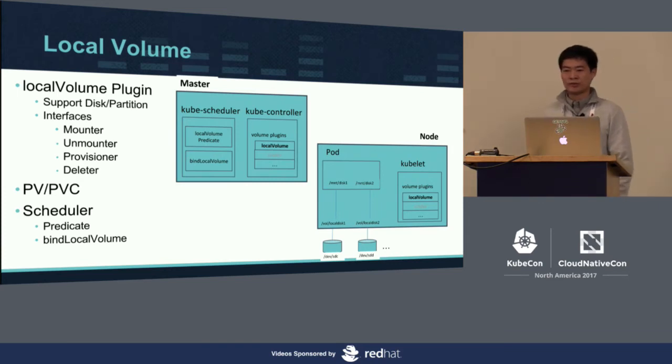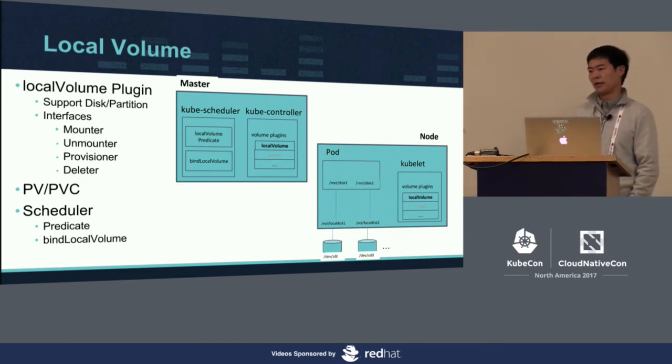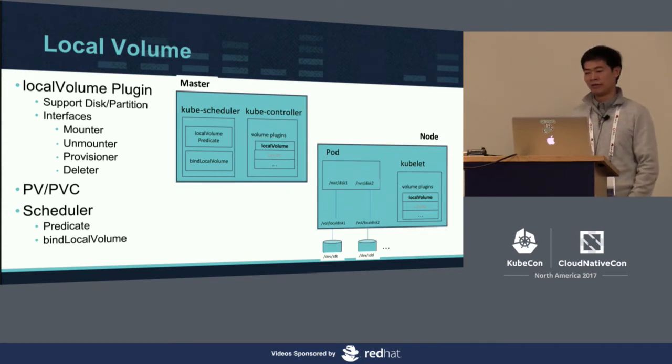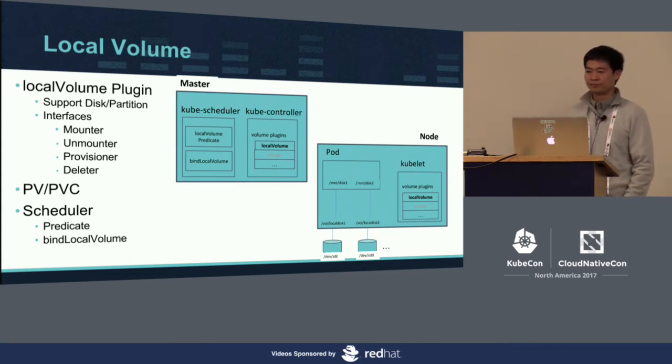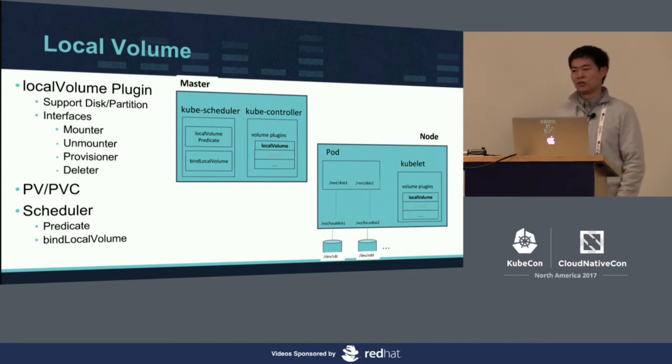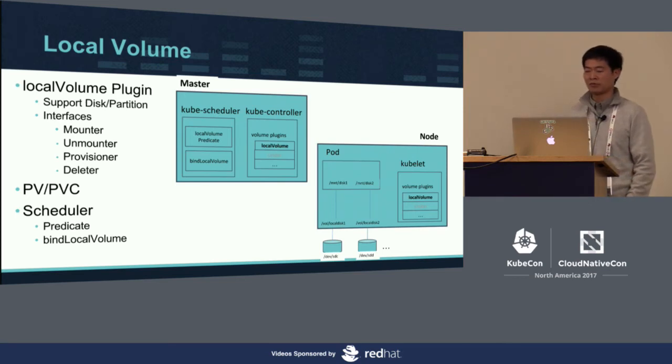And so we register this volume plugin in the kubelet and the kubectl so that it works similarly to all other volume plugins in Kubernetes. Second thing, we implement PV and PVC. So users can just create one PVC for the local volume and use this PVC in their pod spec, same as all other PVCs. For the PV creation, currently we only support static PV creation.